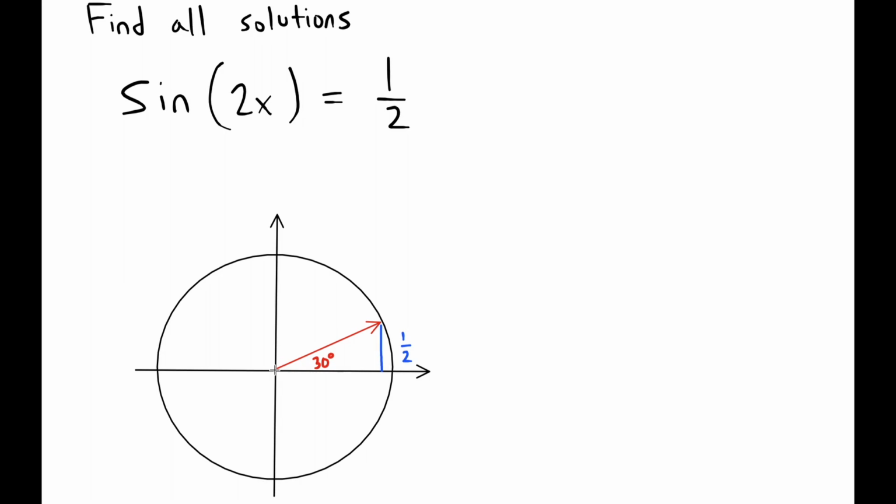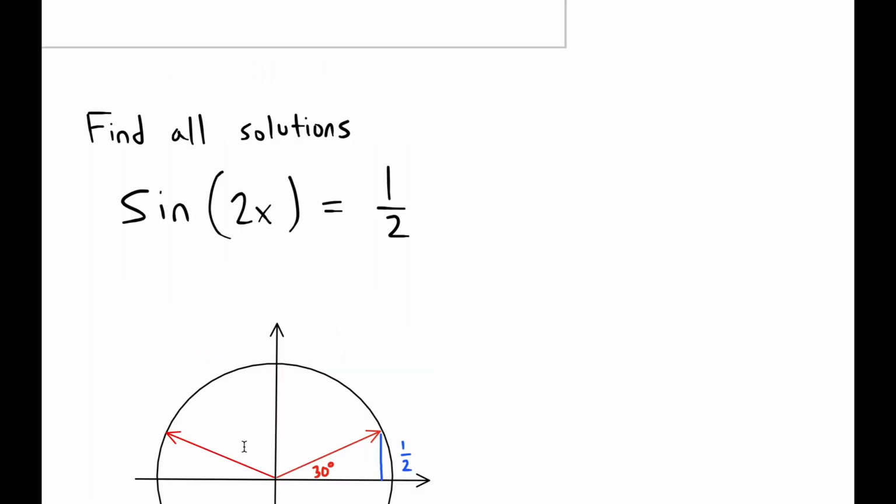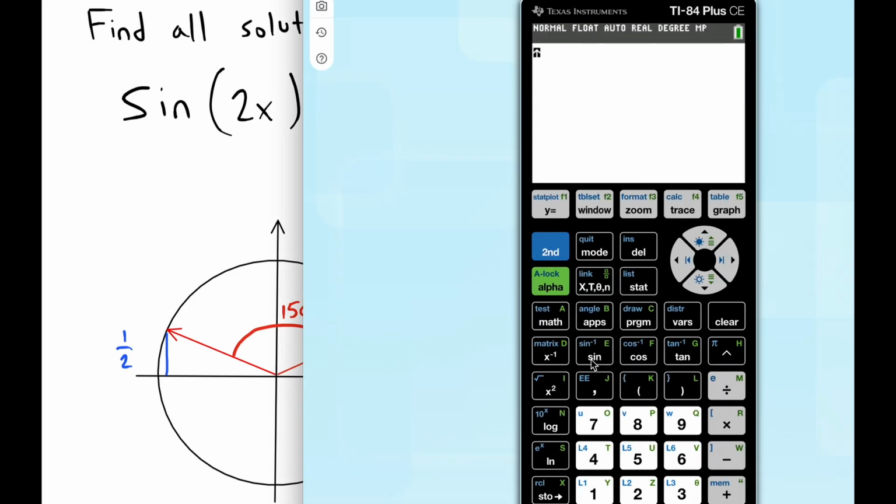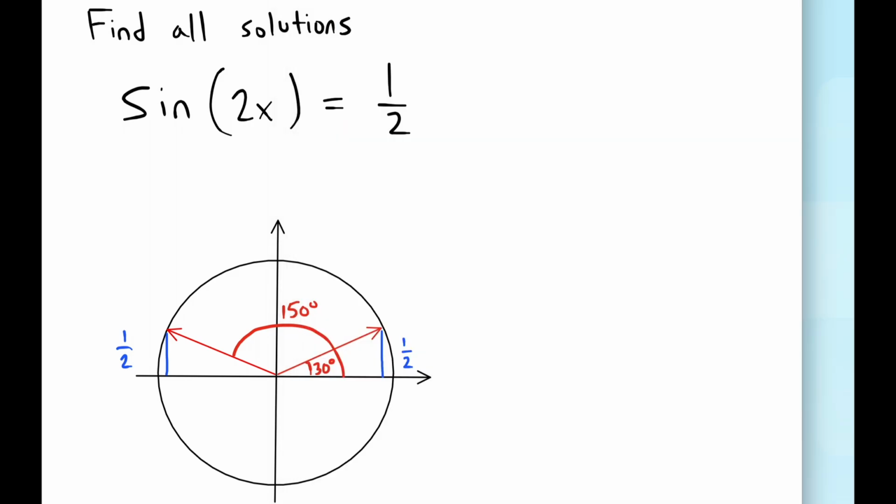But also a 150-degree angle, that could give us a sine of 1/2 as well. Now, when we go to the calculator to do the sine inverse of something, it's only going to give us one answer, the 30-degree angle. That's because sine inverse only has a range of certain angles.